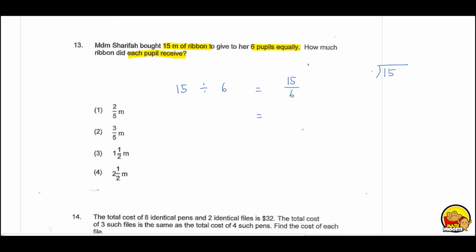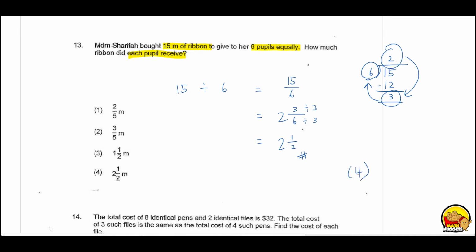Let's change it to a mixed number by doing long division. And your answer would be 2 wholes. Go in the clockwise direction, remainder 3 out of 6. And if you simplify this, both 3 and 6 can be divided by 3. That gives you 2 and 1 out of 2. The answer is number 4.